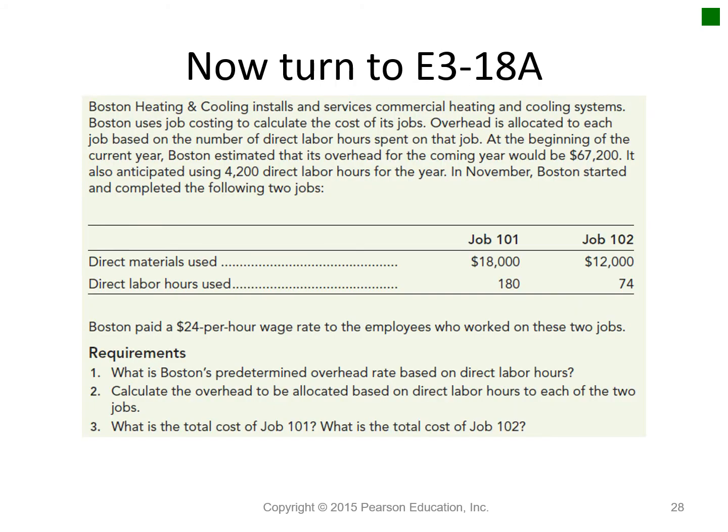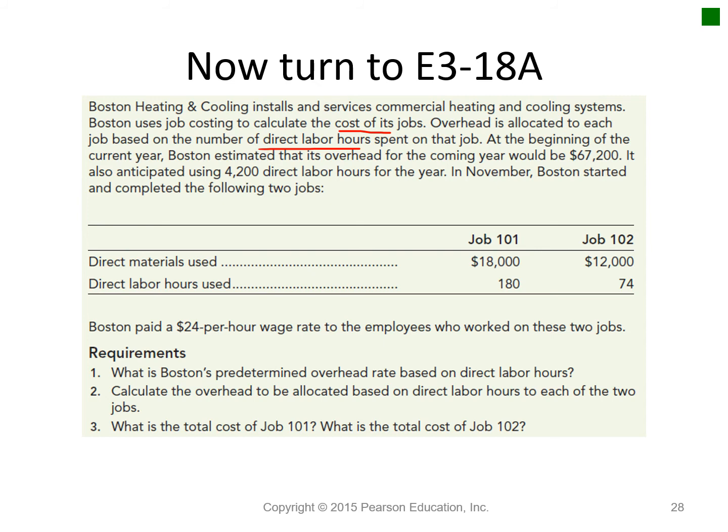Okay, so if you look at this particular example, it says Boston Heating and Cooling installs and services commercial heating and cooling systems. They use job costing to calculate the cost of its jobs. Notice they tell you overhead is allocated to each of the jobs based on the number of direct labor hours. Guys, that is huge. You always need to know how they allocate the overhead. They have to tell you something in the problem about this. It says at the beginning of the year, they estimated that the overhead for the coming year would be $67,200. This is your estimated overhead right there. They anticipate 4,200 direct labor hours. This is your anticipated activity.